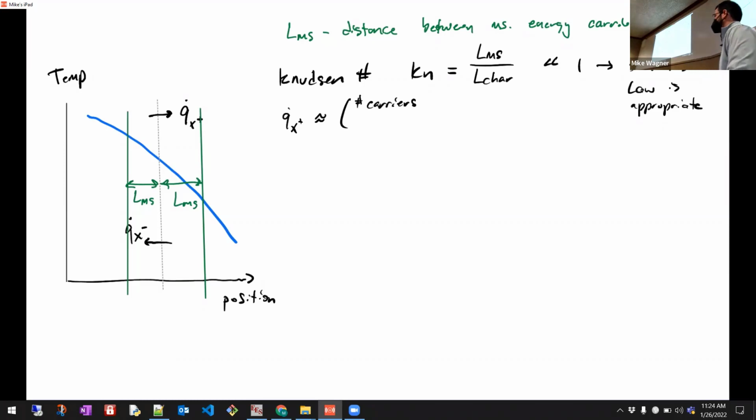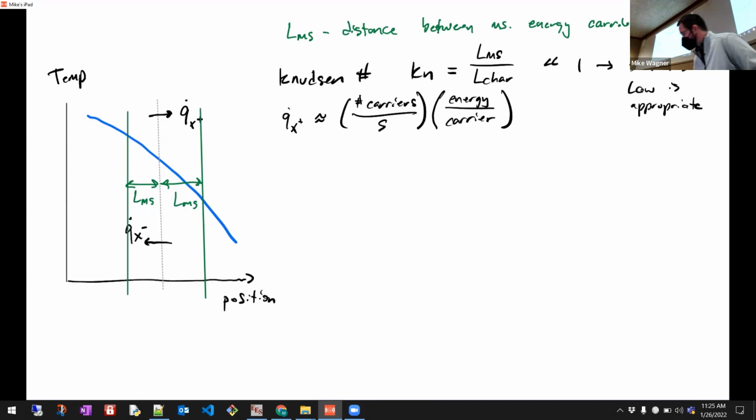Think of this, electrons, or the frequency of vibrations, phonons, or whatever it is. Electrons are kind of a helpful way of thinking about it. So, the number of energy carriers per second that are crossing this boundary. And then in order to get heat flow out of this, we need to know the energy per carrier. So number of carriers per second, energy per carrier, we end up with energy per second, right? Watts, that's what we want.